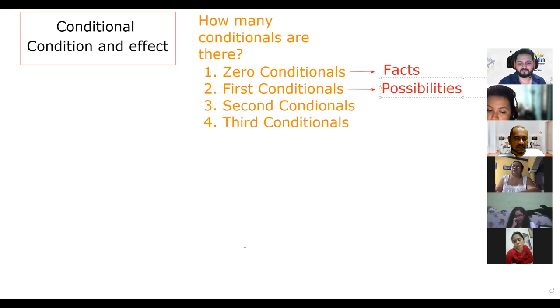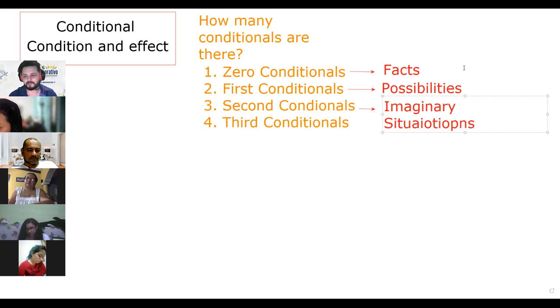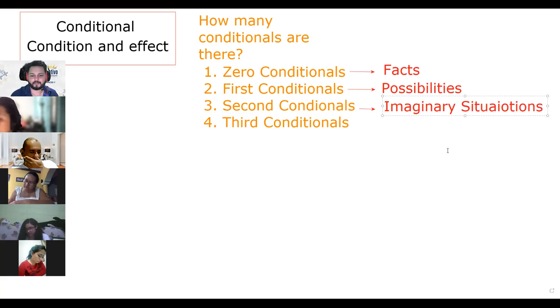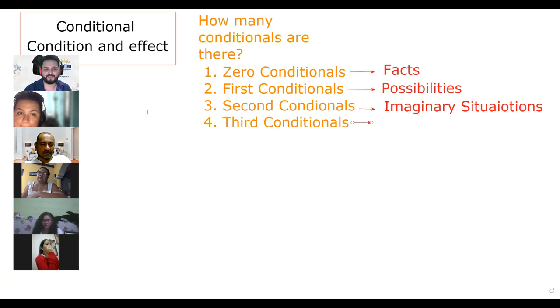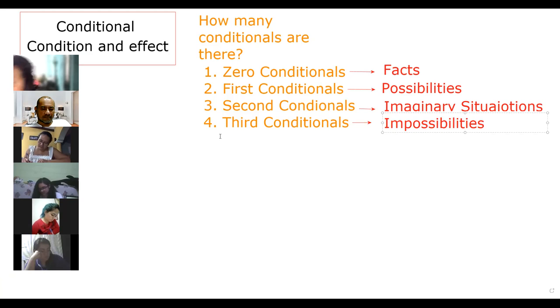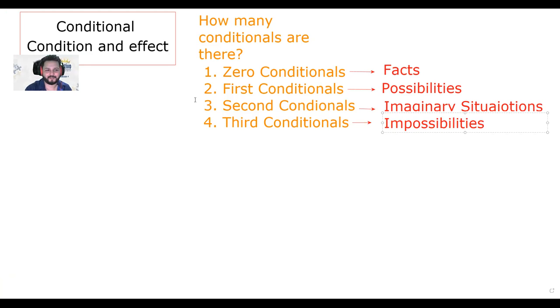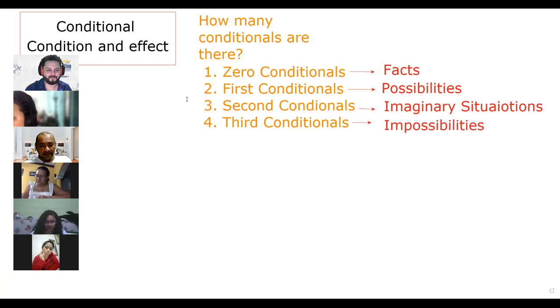Then we have second conditionals, okay? And second conditionals talk about, and this is in general, imaginary situations. And then finally we have third conditionals. You're not gonna see these, guys, until you get to advanced. But third conditionals talk about impossibilities, okay? Things that are impossible because they're always in the past, guys, and it is impossible to change the past. Very good. So far, so good, guys? All right, very good.